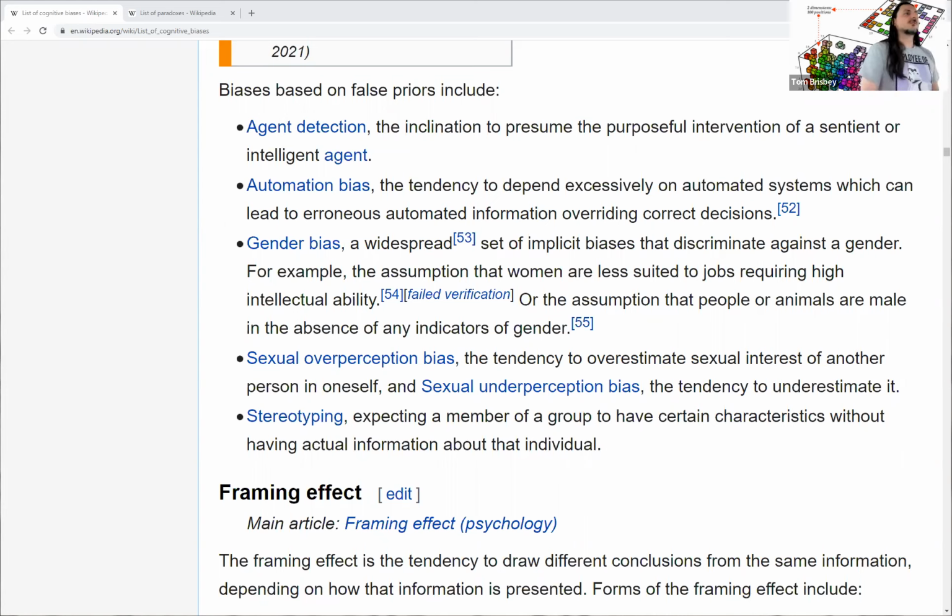The sexual over-perception bias, the tendency to overestimate sexual interest of another person in oneself, or the sexual under-perception bias, the tendency to underestimate it. Yeah, you see that a lot with people who are very sensitive to that sort of language, and they always think that it's an attack on them. You can't even say certain words. You know, it's worse than a nun on Good Friday in Mass, the type of topics that they're comfortable talking about.